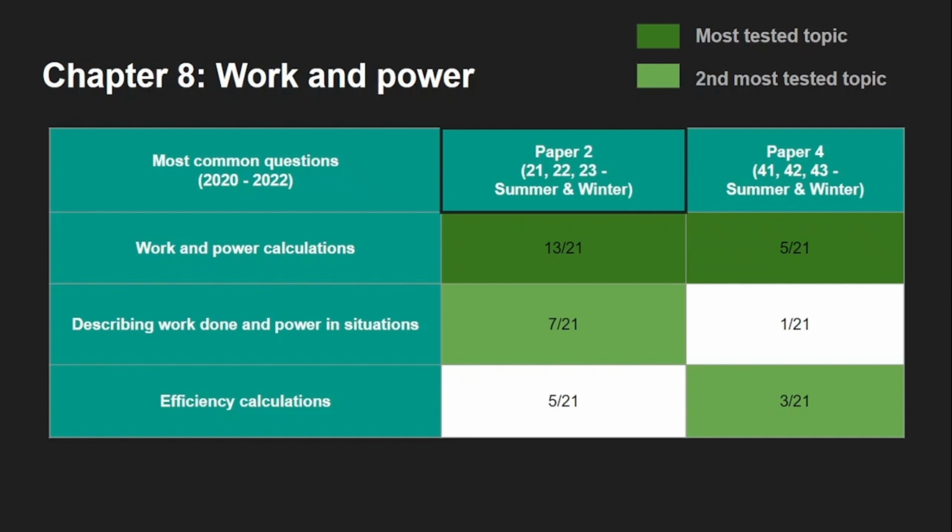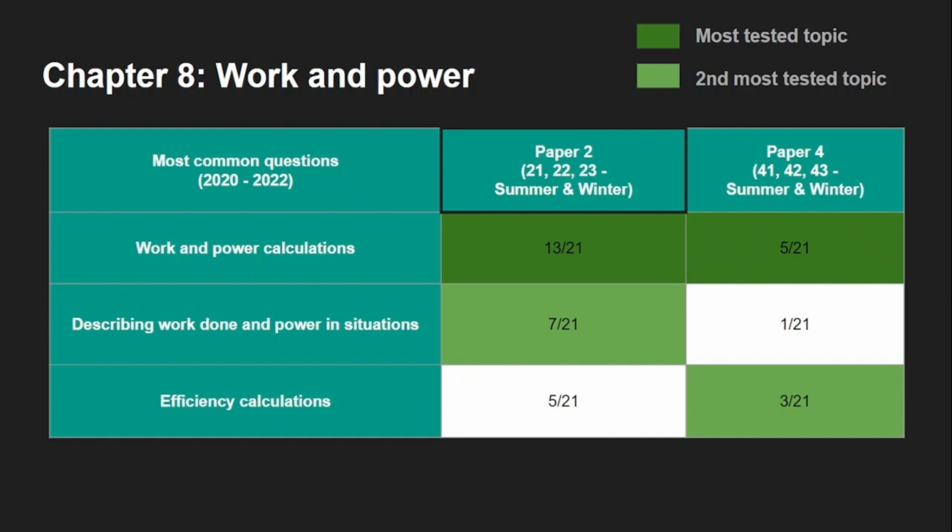So the most commonly tested concepts in this chapter are, as one might expect, work and power calculations. You have lots of calculations around that. And we can see that this is the most commonly tested concept in both Paper 2 and Paper 4, appearing in 13 out of 21 past papers that I looked at between 2020 and 2022 in Paper 2, and 5 out of 21 in 2020 to 2022 for Paper 4.